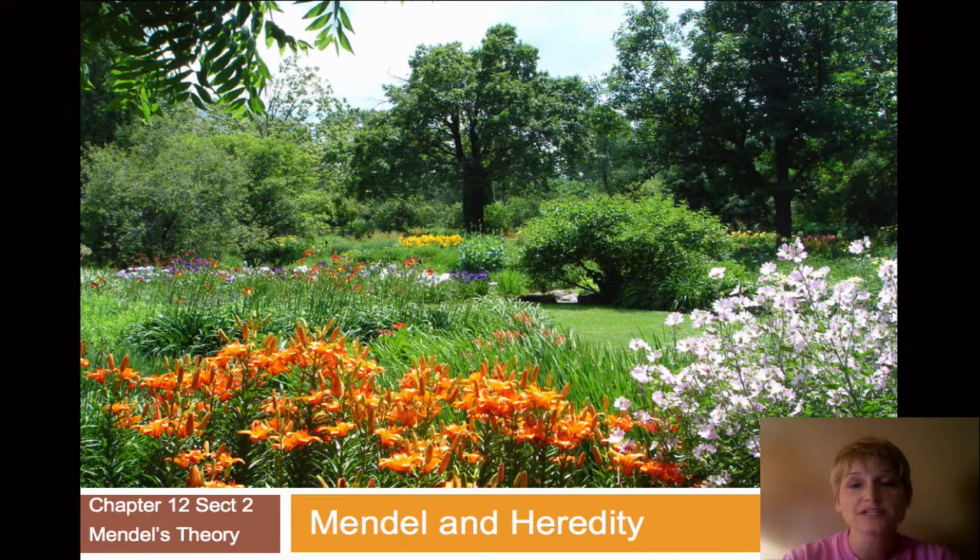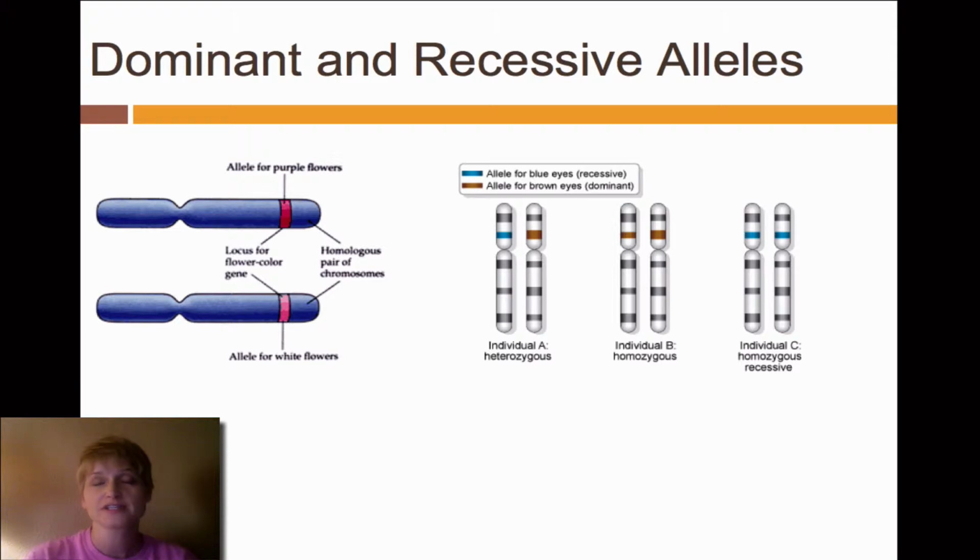Today we're going to talk about Mendel, and we're going to look at the hypothesis that he generated from his experiments on pea plants. One of the first things that he figured out from his thousands of experiments with pea plants was that there was a dominant trait and a recessive trait. We now know that those traits are carried on the alleles that are in the chromosomes.